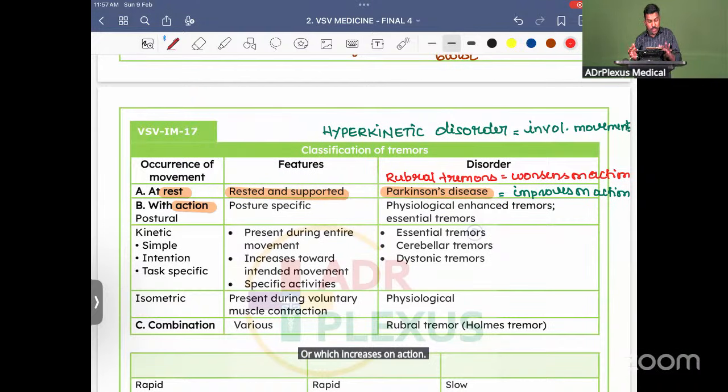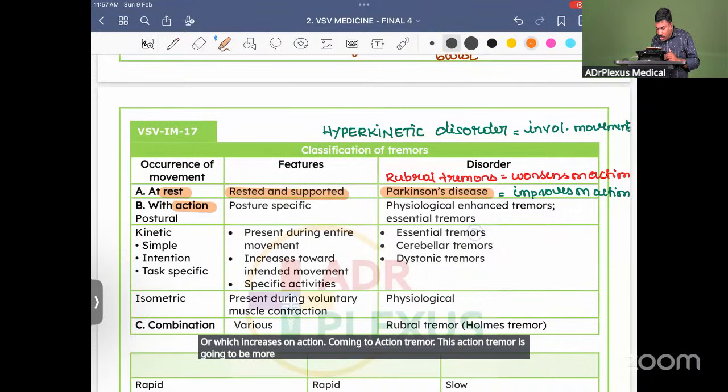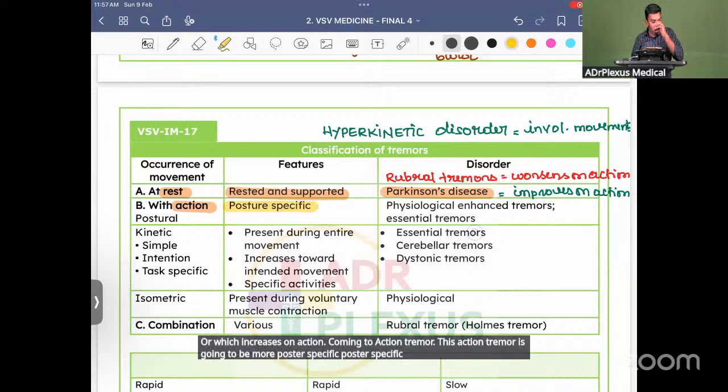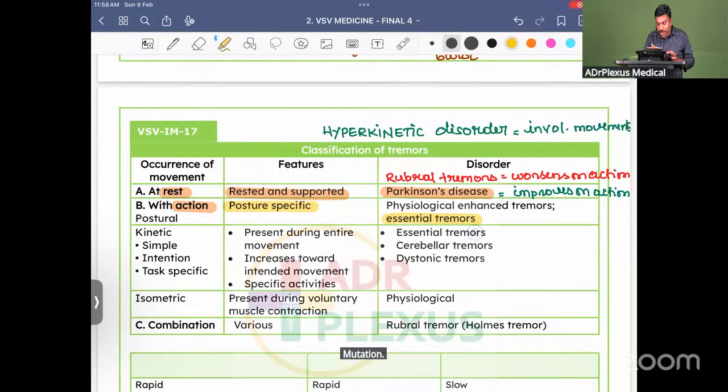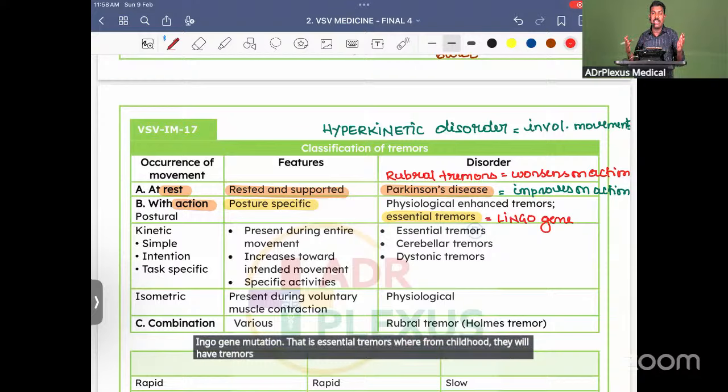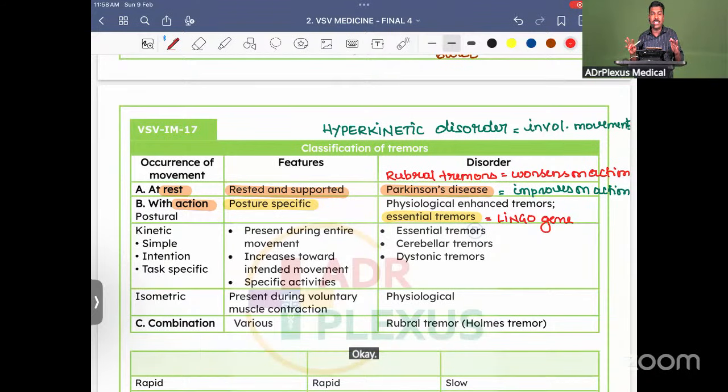Coming to action tremor. This action tremor is going to be more posture specific. It is due to a mutation, and the mutation which is associated is called lingogene mutation. That is essential tremors, where from childhood they will have tremors for no reason. They will have tremors for which there is no definitive reason. That is called essential tremors.